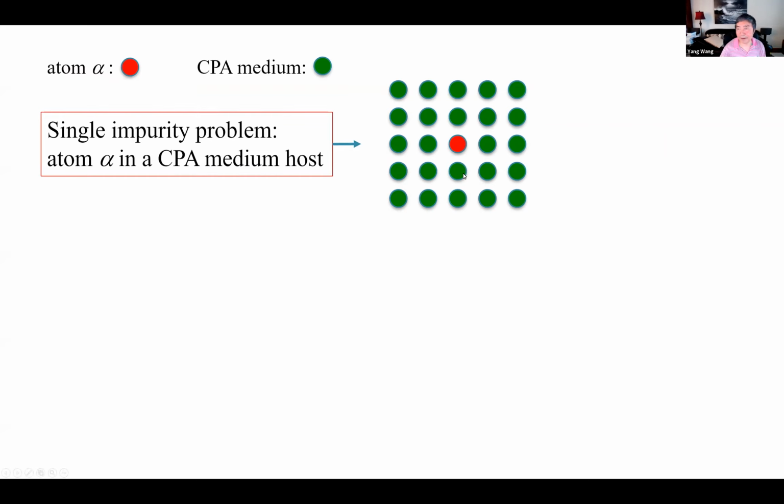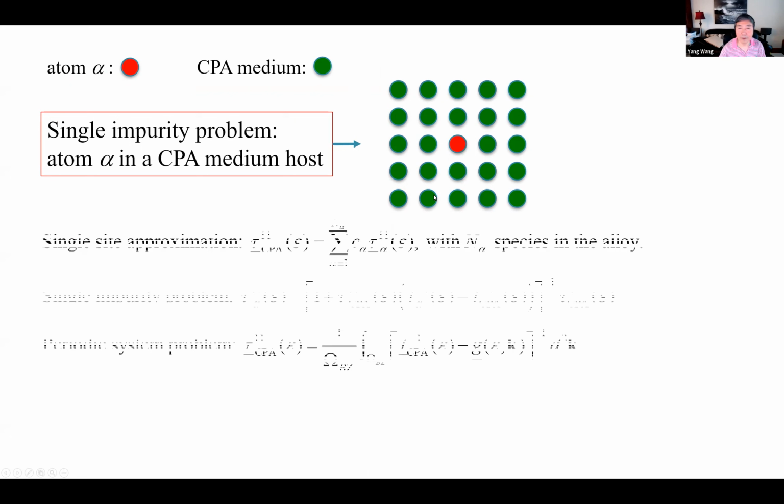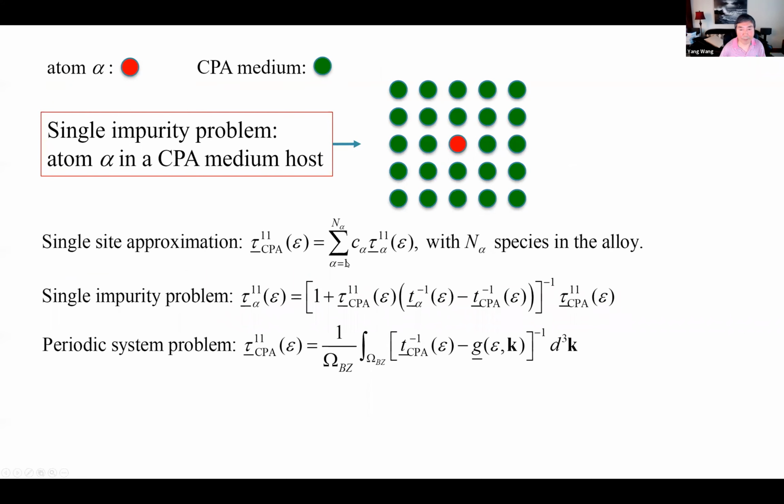In the CPA formalism, we have an impurity, a particular given chemical species, surrounded by a CPA medium, and then we take a single-site approximation. That is the average of this tau alpha, where alpha could be different chemical species, from 1 to n alphas. C alpha is the content of the given chemical species. Your average of this, tau 1 sub alpha, is the tau matrix for this particular chemical species. The average over that is supposed to give you the CPA tau CPA.